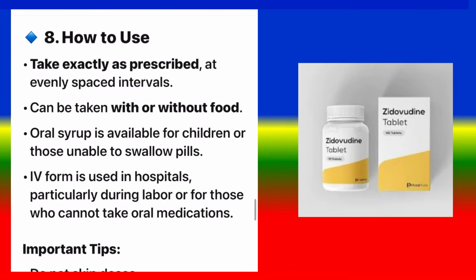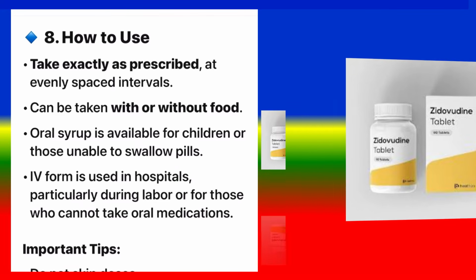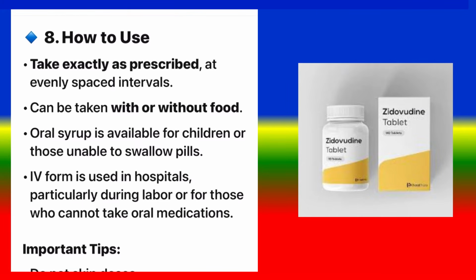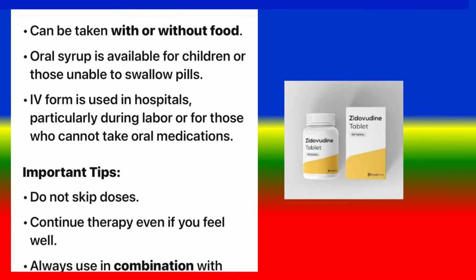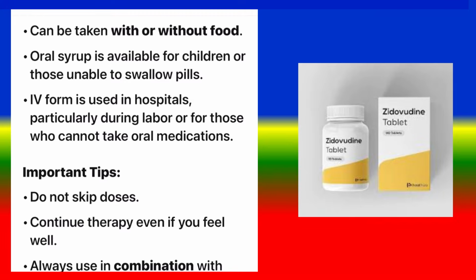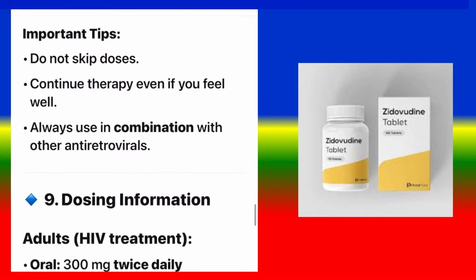8. How to use. Take exactly as prescribed at evenly spaced intervals. Can be taken with or without food. Oral syrup is available for children or those unable to swallow pills. IV form is used in hospitals, particularly during labor or for those who cannot take oral medications. Important tips: do not skip doses. Continue therapy even if you feel well. Always use in combination with other antiretrovirals.